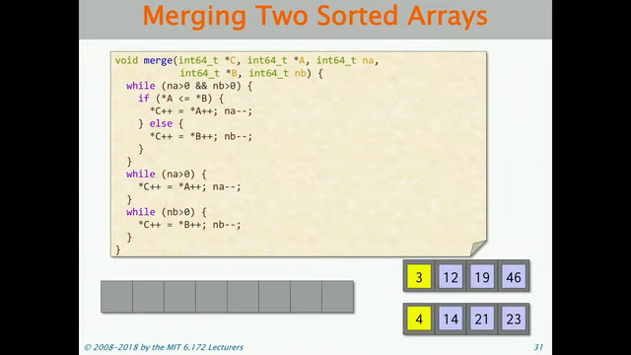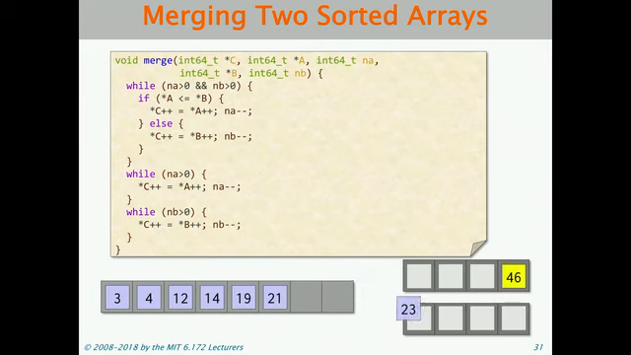And the algorithm is going to maintain a pointer to the head of each of our input arrays, and then it's going to compare the two elements and take the smaller one and put it into the output, and then increment the pointer for that array. And then we keep doing this, taking the smaller of the two elements until the two input arrays become empty, at which point we're done with the algorithm. We have one sorted output array.